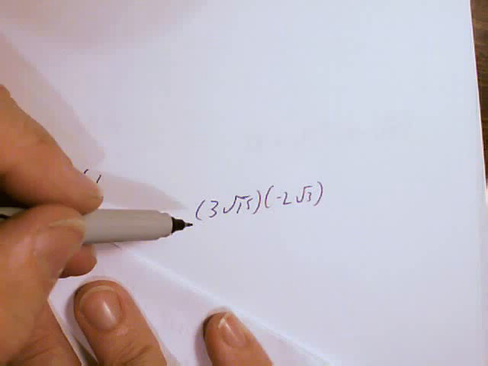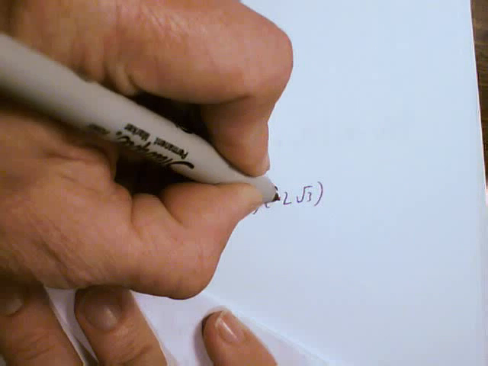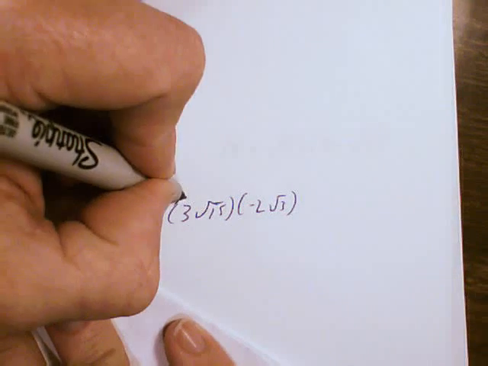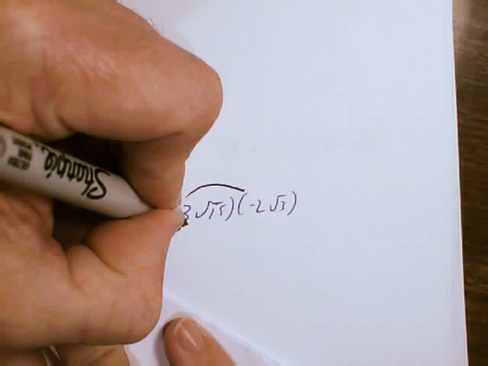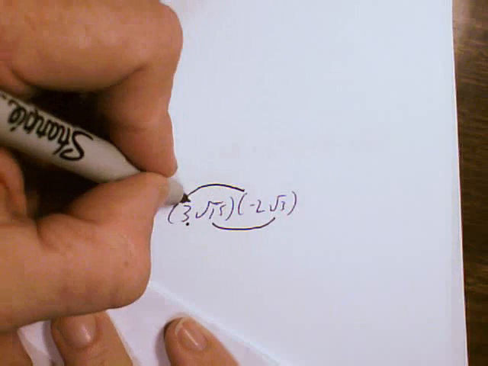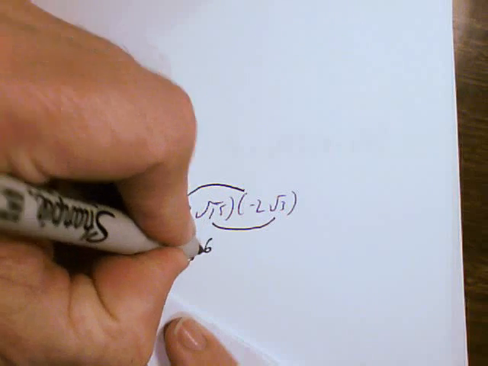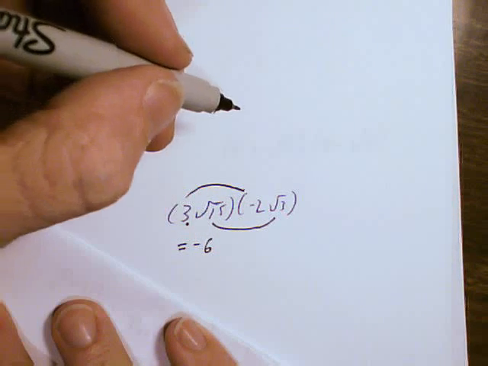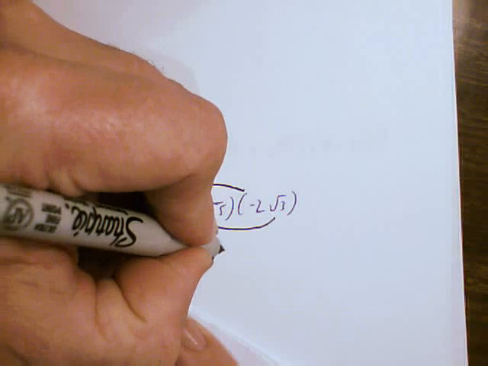Let's look at this one. 3 root 15 times negative 2 root 3. Again, I'm going to multiply the leading coefficients, and I'm going to multiply the items under the roots. So 3 times negative 2 is negative 6, and root 15 times root 3 is root 45.